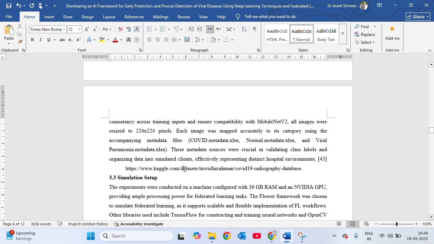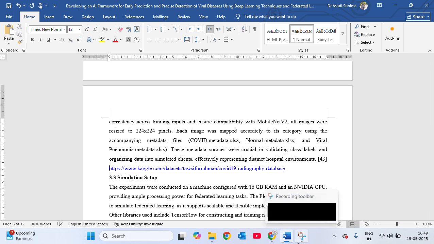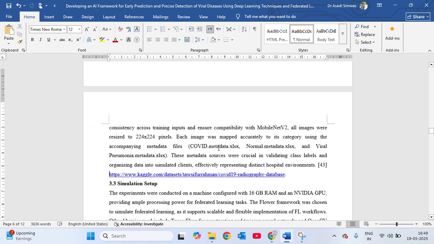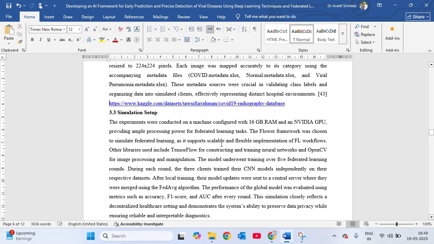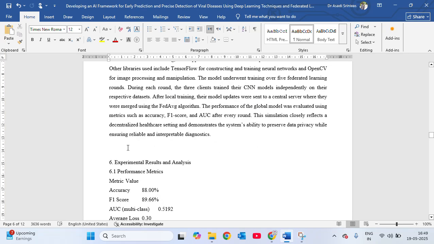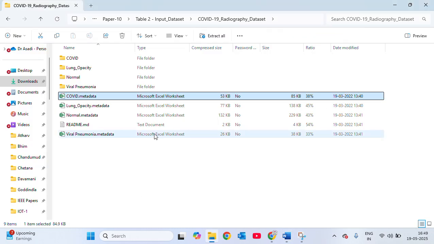So this, 43, yes, this is the URL we need to mention because the data set we have taken from that Kaggle repository. Then simulation setup, here we need to draw the diagram like this.